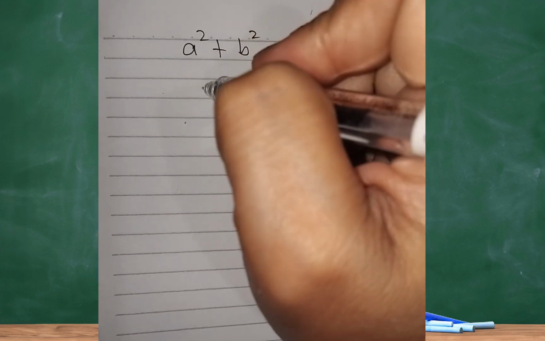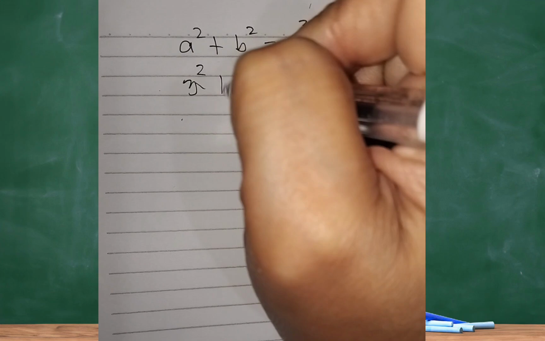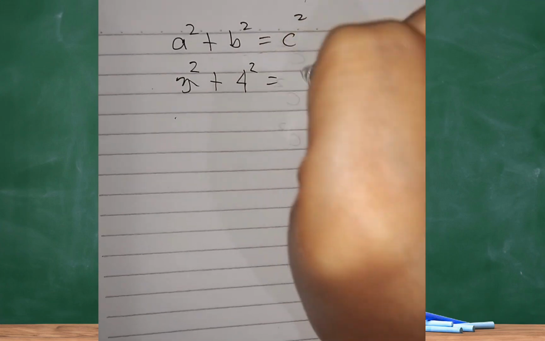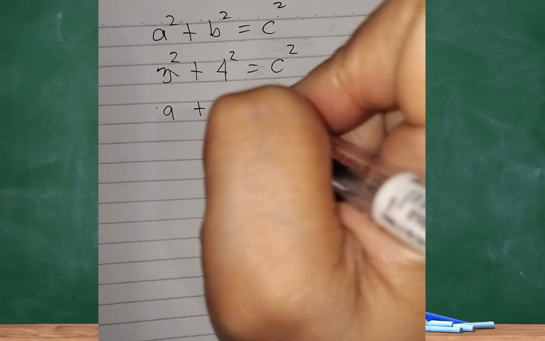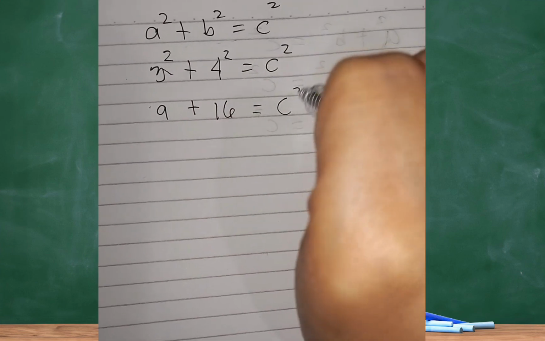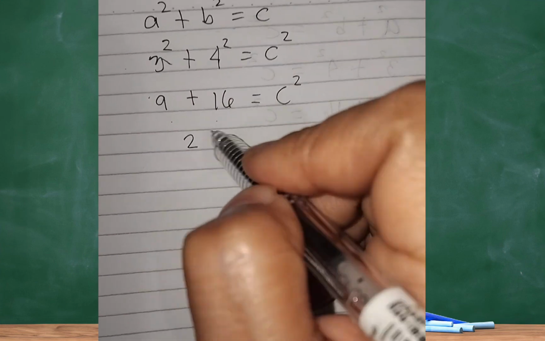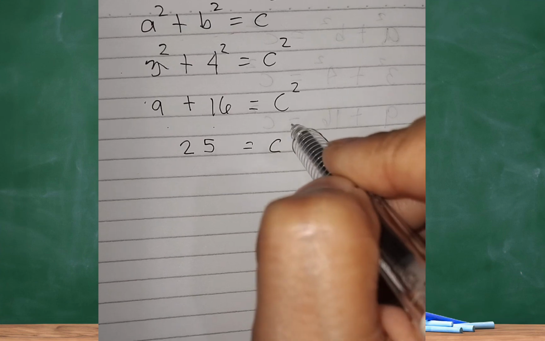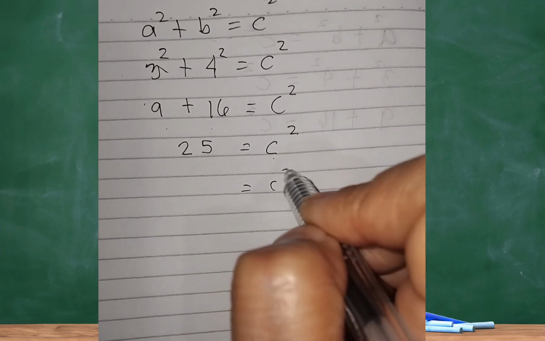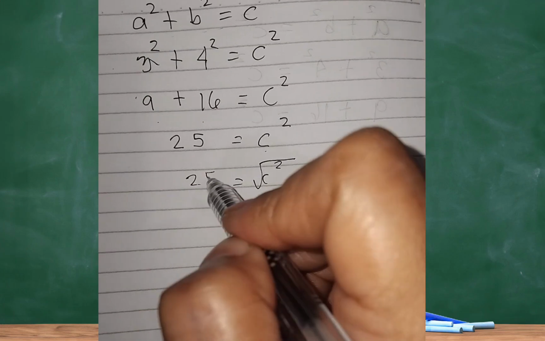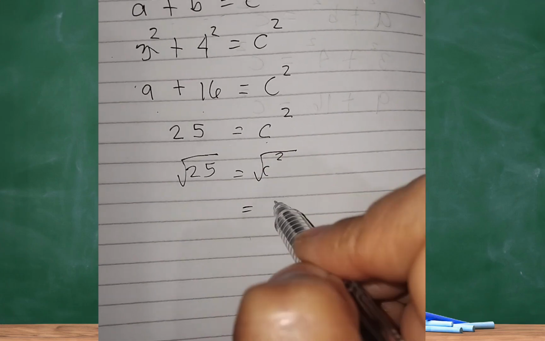So using the formula, a squared plus b squared equals c squared, which is 3 squared plus 4 squared equals c squared. So 3 squared is equal to 9, and 4 squared is equal to 16. Now we are going to add 9 plus 16, which equals 25, and to get the value for c, we have to take the square root of c squared and of 25 as well.